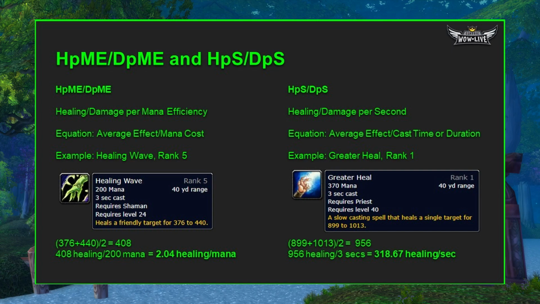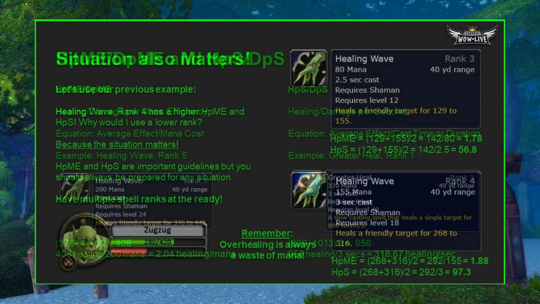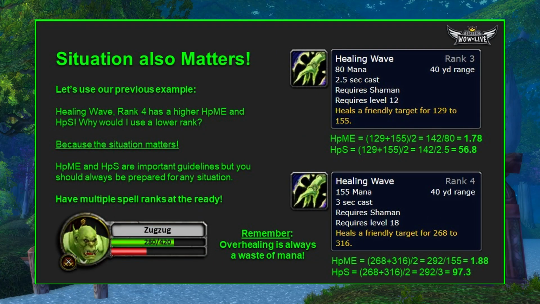However, since DPSers want to maximize their DPS, HPME is not very important to them. But for healers, which this guide is primarily tailored to, you want to think about both of these metrics when thinking about downranking. But finally, the situation also matters. So we should use the previous example to explain this.